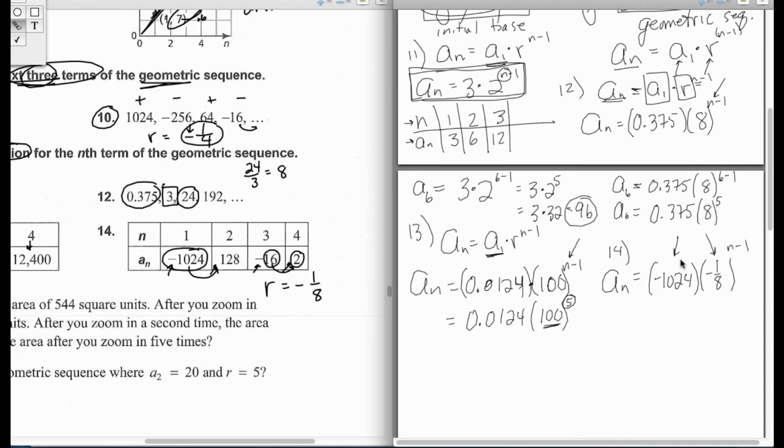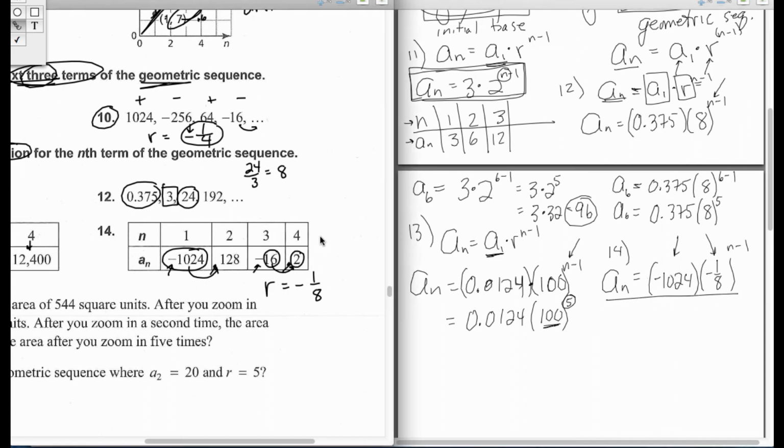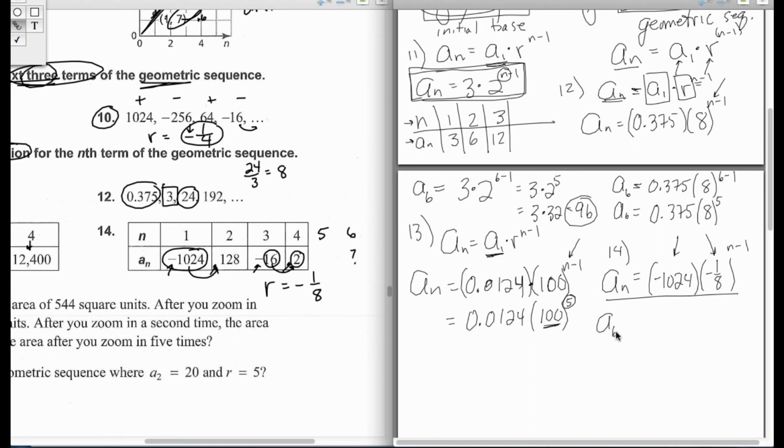And now we use this formula to find the sixth term. If this kept going, we would want to find this one right here, the sixth term. So a sub 6, the sixth term, would be negative 1024 times negative 1/8. Put 6 in for n. 6 minus 1 is 5. Now you need to take out your calculator and take negative 1024 times a negative 1/8 5 times.